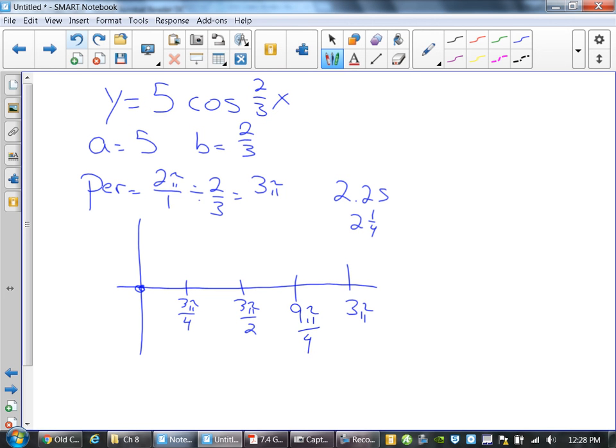I still don't get it. No, I get it now. Because if 3 over 2 is 6 over 4, half of that is 3 over 4, then 9 over 4.